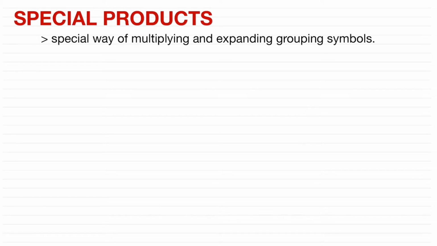Now, what is a special product? This is a special way of multiplying or expanding grouping symbols. Now, what are the types of special product that we will be learning today? The first one would be perfect square.